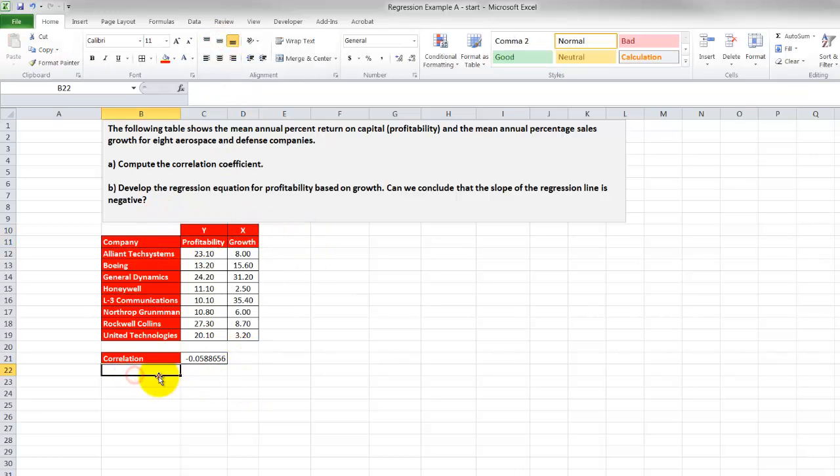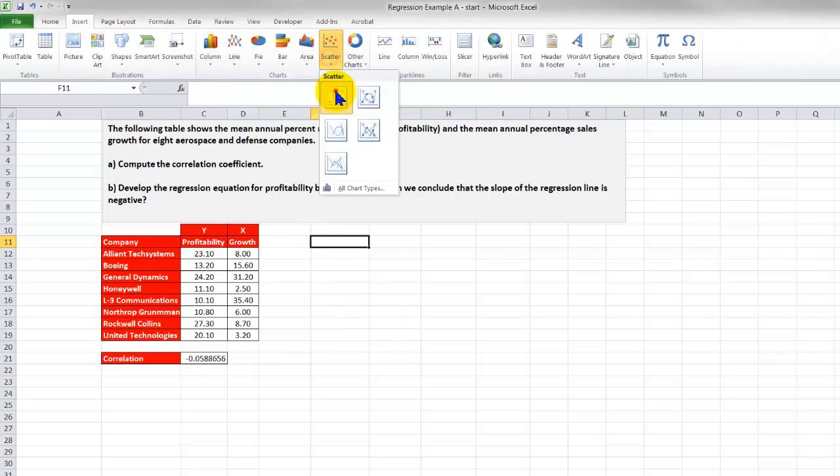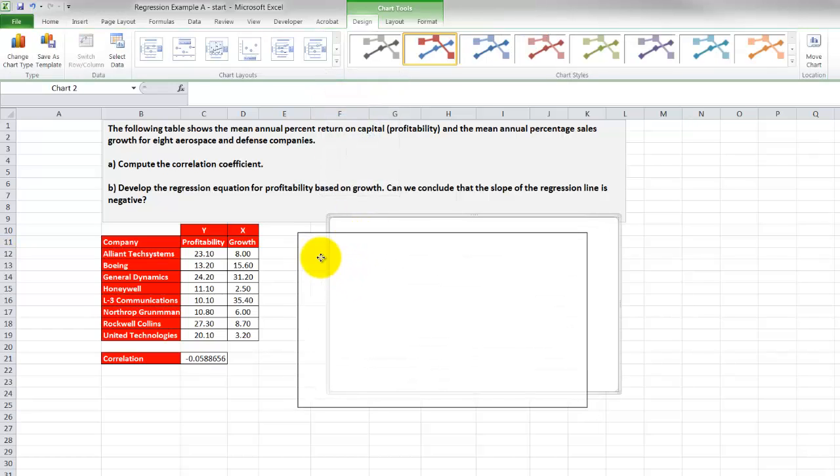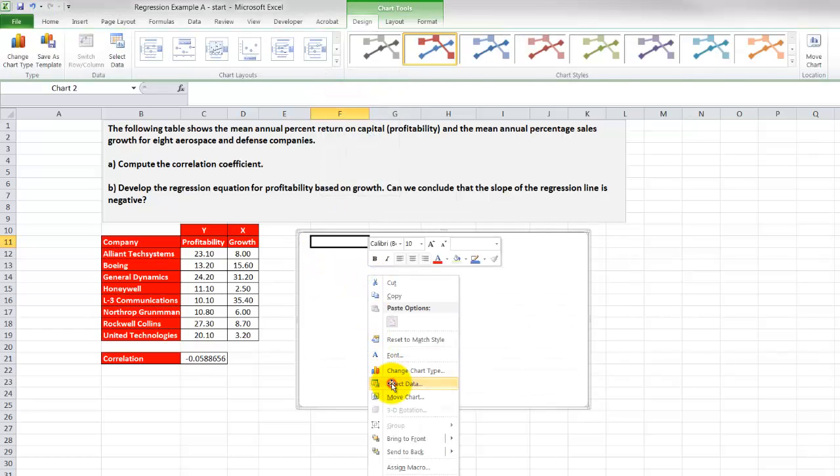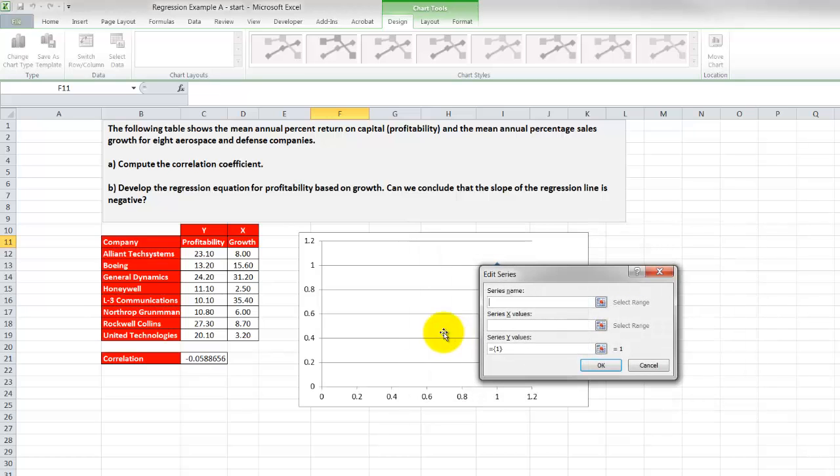And now we're in a position where we can go ahead and perhaps graph this just to visually see what's going on with our data. Let's go to Insert, Scatter, first Scatter, and right click, select Data. And what I'd like to do is just see the relationship for myself. So we can give this a name. Let's call it profitability versus growth.